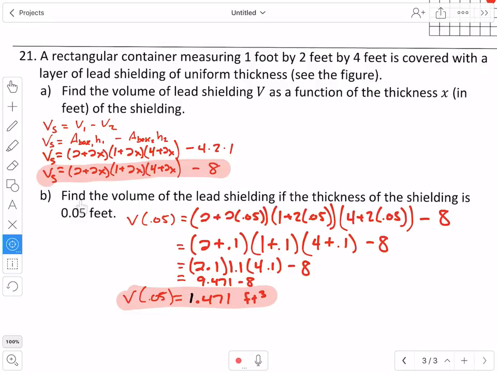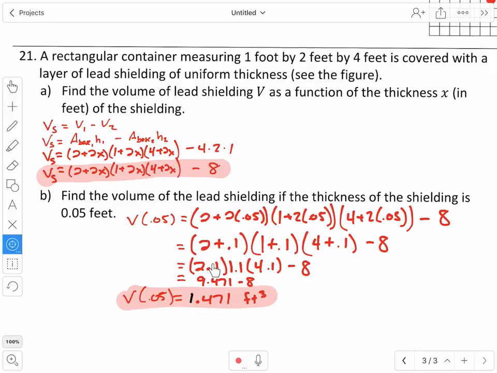Part B. Find the volume of the lead shielding if the thickness of the shielding is 5/100ths of a foot. We defined up here that x is the thickness. So we're going to replace x with 5/100ths of a foot. I put it in here, and here, and here. 2 times 5/100ths is 1/10.